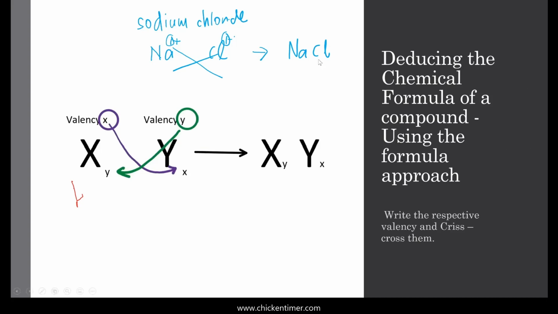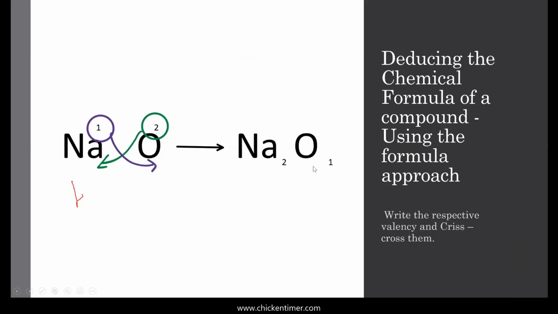You crisscross and then you get the numbers. Because it's both 1, I'll just take away the 1. See? But now this one is sodium oxide. So sodium is 1 again and oxygen is 2. Then we crisscross and you get the formula, which is this. Once you don't have to write the 1, we can just take it out like that.